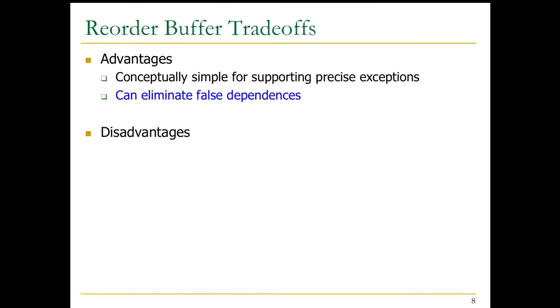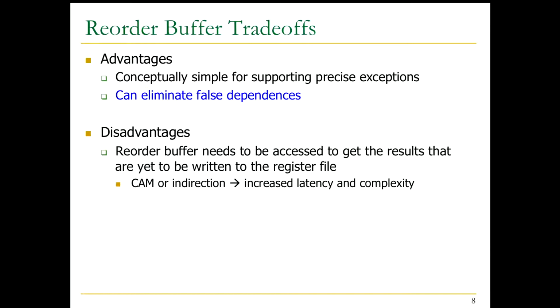But it also has disadvantages that we've covered in the last lecture. Basically, as you've seen, it needs to be accessed to get the results that are yet to be written to the register file, because there's a period where you don't write to the register file, but you keep the result in the reorder buffer. But what if a dependent instruction needs that result? Well, that instruction needs to be able to read the reorder buffer.